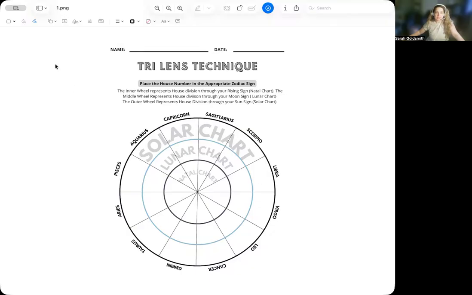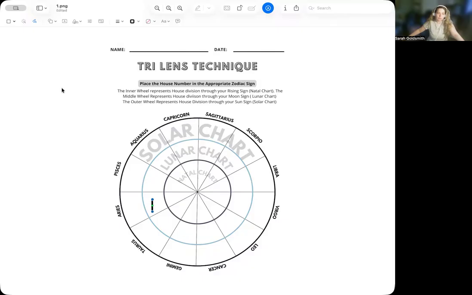Hi, so I'm just making this some more long form video to show you guys in real time how I reflect each solar season, just using my sun, moon, and rising. So I'm gonna share my screen, and this is a sheet that I share in my Your Personal Astrologer. It's basically just having your three charts in one place.